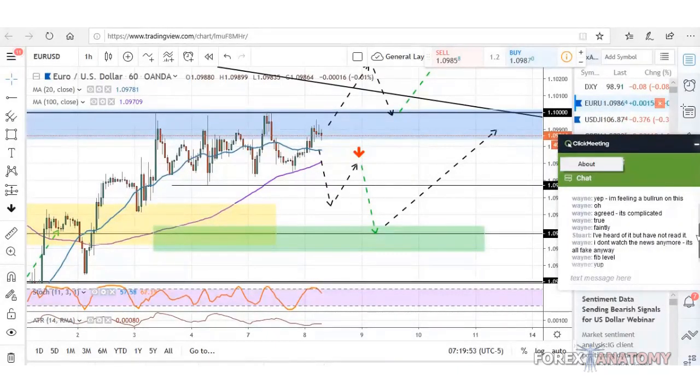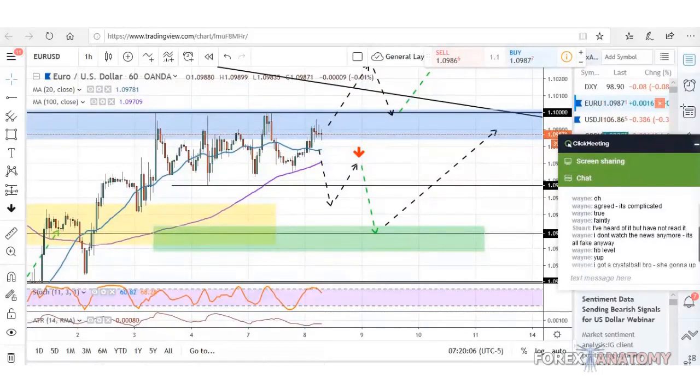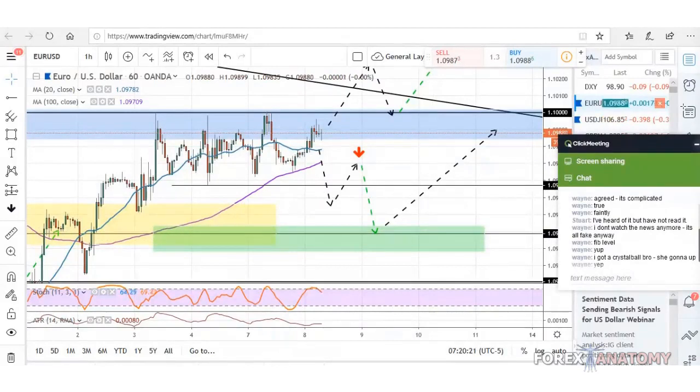I know Wayne, Stuart says I've heard of it but have not read it. Yeah, I guess he's talking about Market Wizards. Wayne says I don't watch the news anymore. It's all fake anyways. Yeah, a lot of it is fake and manipulated. Wayne, yeah, fib level. I guess you're saying that it retraced. This is a fib level down here, or this. Yeah, I'm not sure exactly. But yeah, Wayne says I got the crystal ball, bro. She going up. Yep.